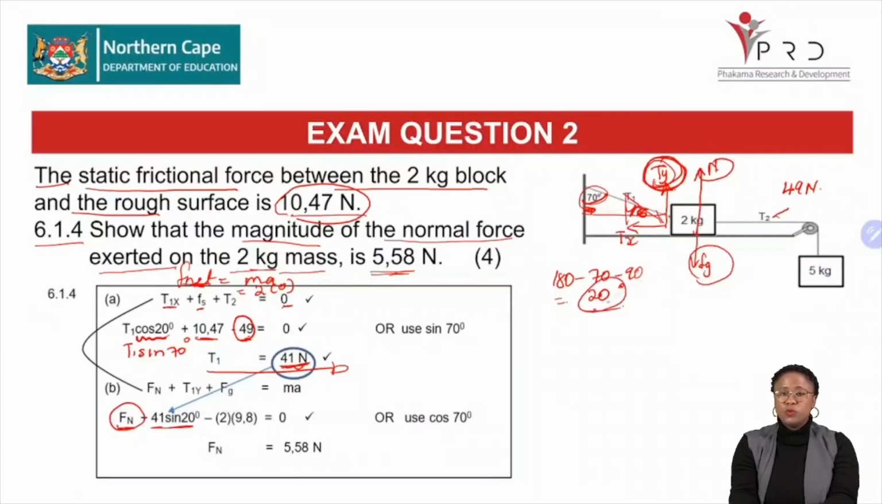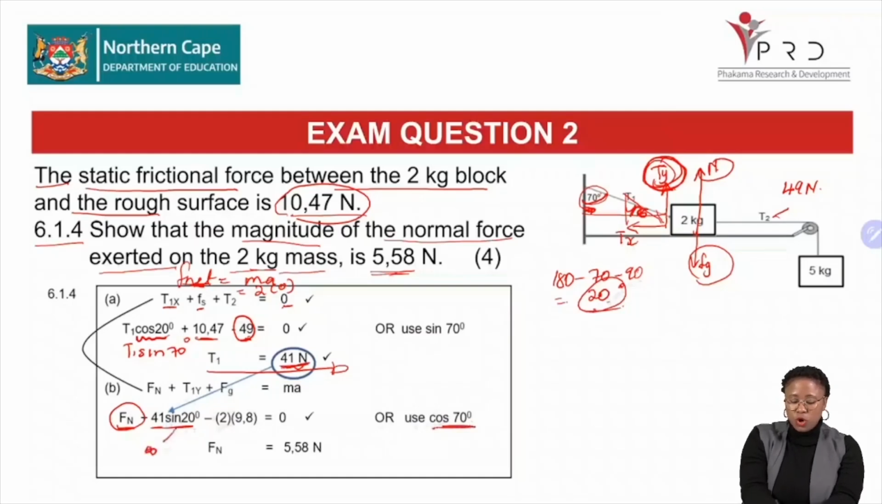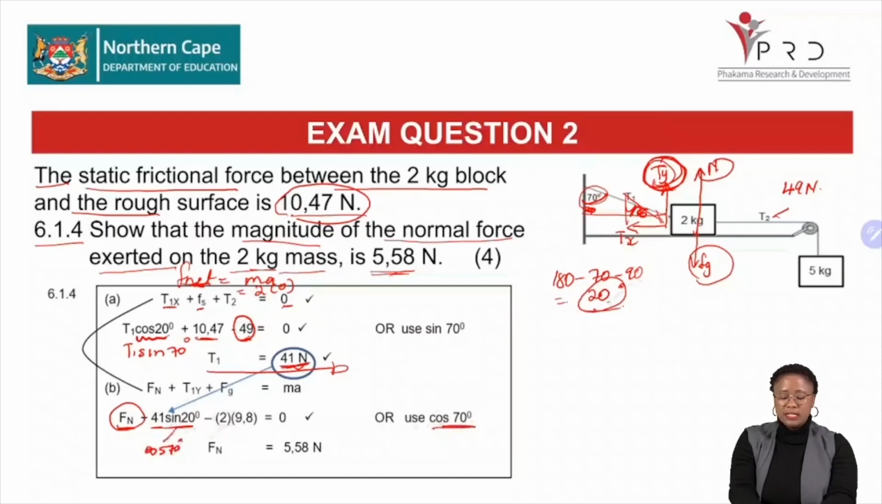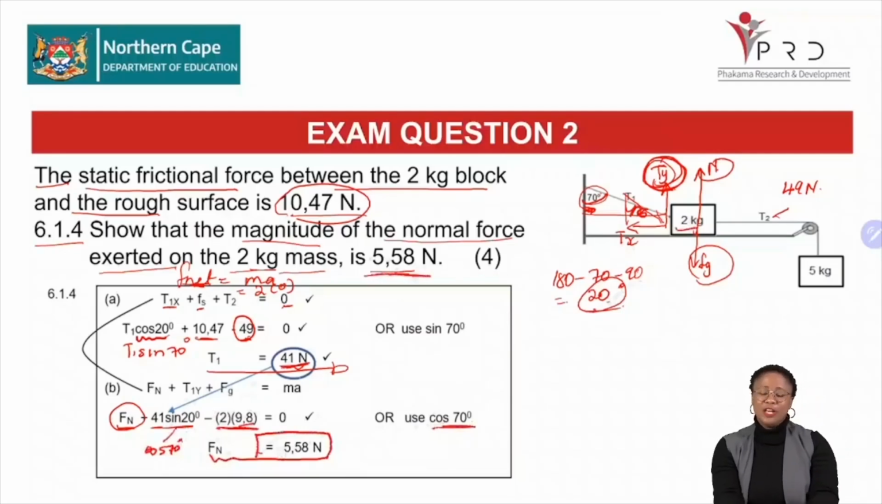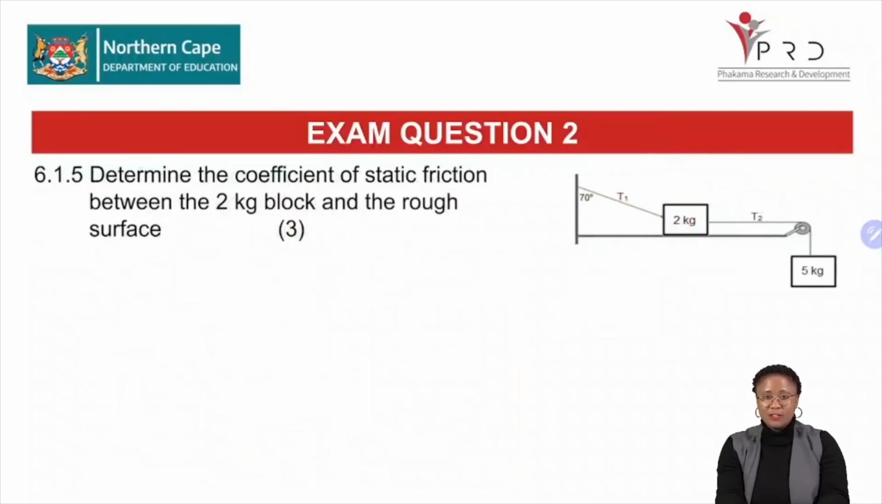Why 20 degrees? This is what we got when we were looking at the angle from the horizontal, or you can use cos of 70 degrees. So here you can substitute cos of 70 degrees, it is still correct, and then you minus your Fg, which is the mass of the object, 2, multiplied by the 9.8. When we have done the calculation correctly, we should indeed prove that the normal force is 5.58 newtons, as according to the question. All right, I hope you got it correct, because I know this one was very easy for you. Now let's look at 6.1.5.